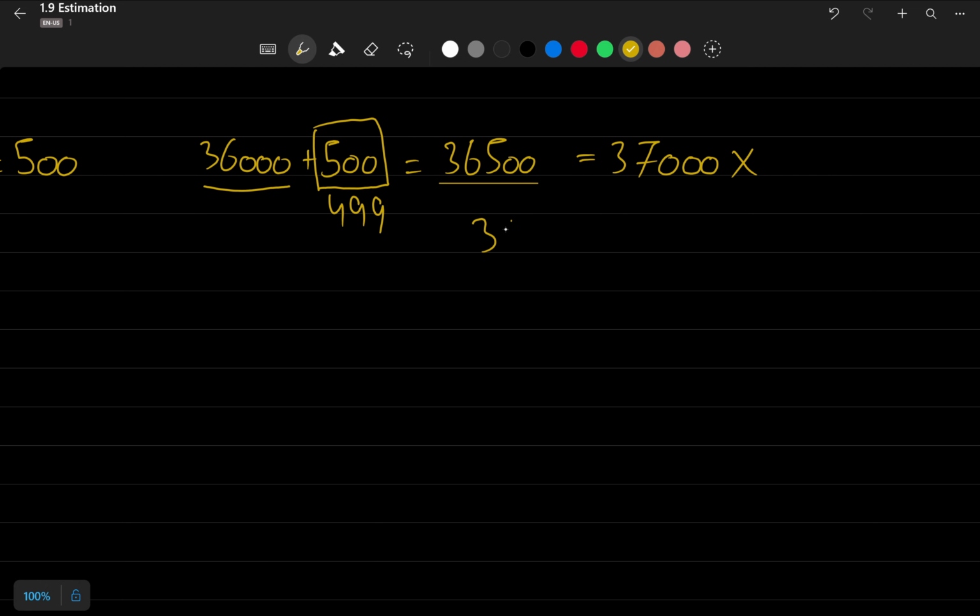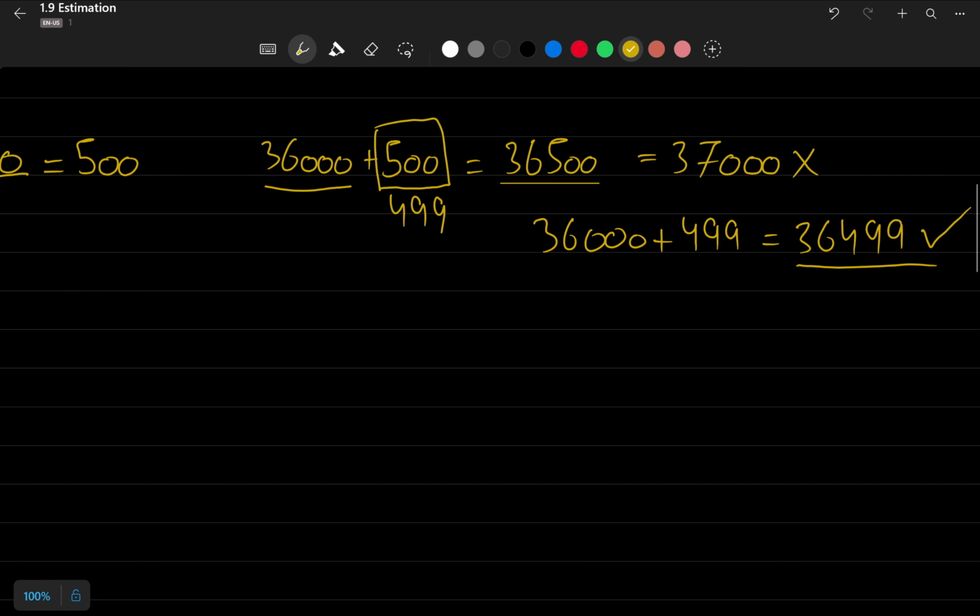So if we round it back to the nearest 1000, we get our original value back again. So it will be 36,000 plus 499, which is equal to 36,499. This will be your correct upper bound answer. So if you round it back, you will get 36,000 back as your answer if you round it to the nearest 1000. This was the concept for upper bound.